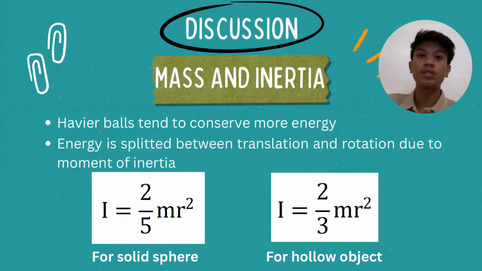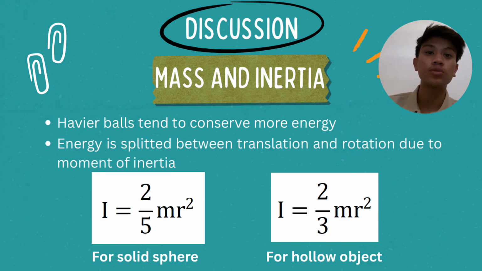And for mass and inertia, a heavier ball tends to conserve more energy. Energy is split between translation and rotation due to moment of inertia. For a solid sphere, I equals 2 over 5 m r squared, and for hollow objects, I equals 2 over 3 m r squared.